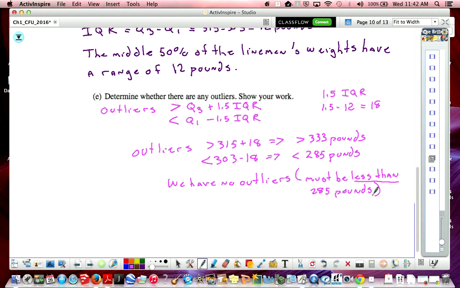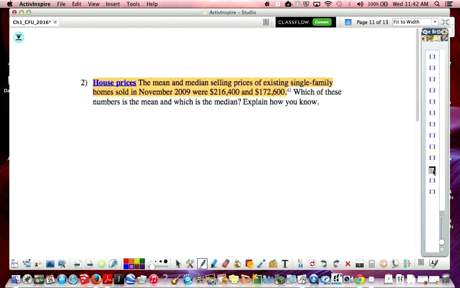All right, let's turn to page 2. Got a couple more problems on the back here. Number 2 says house prices. The mean and median selling prices of existing single-family homes sold in November of 2009 were $216,400 and $172,600. Which of these numbers is the mean and which is the median?